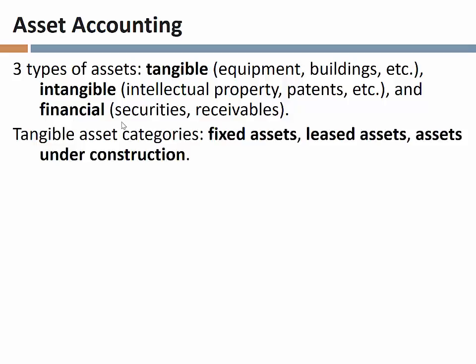We can further break down tangible assets into categories like fixed assets, leased assets, assets under construction. A fixed asset would be the building that we are in. A leased asset might be a piece of equipment or a vehicle, for example, that we currently have possession of, but we are not the exclusive owner of. We just have temporary ownership of it. Asset under construction is pretty self-descriptive. The new football stadium here on campus would be an example of an asset under construction, quite obviously.